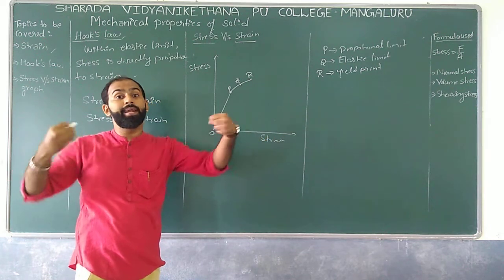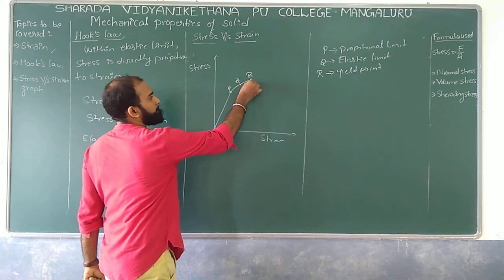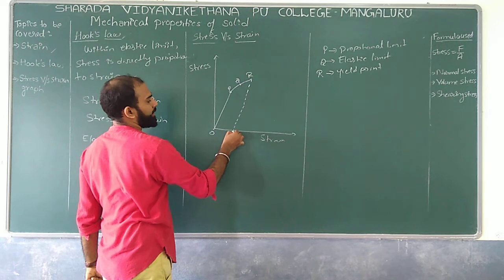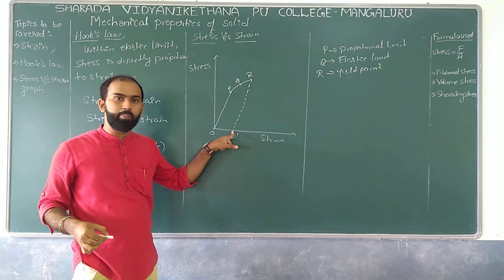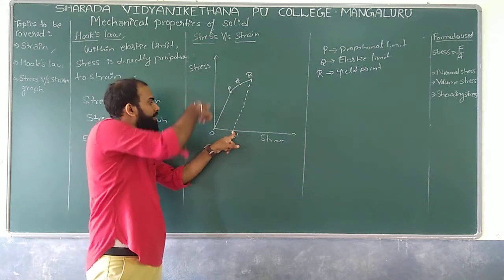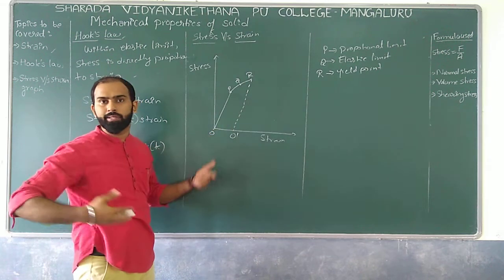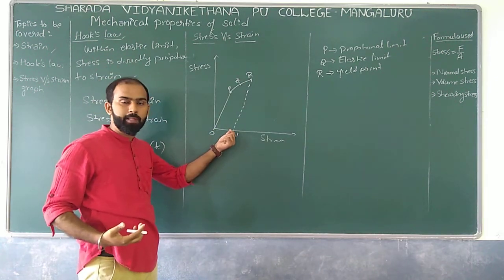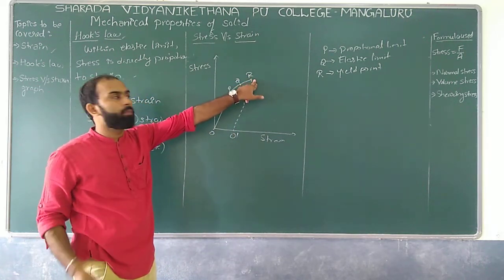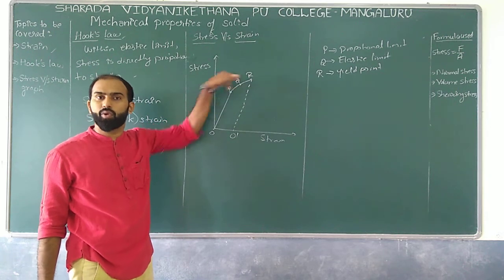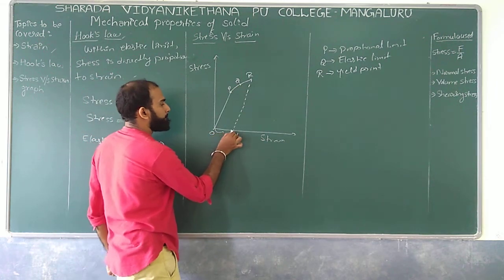It is not going to regain its original configuration. Are you getting? So that it can have a permanent set somewhat like this. That is called as O dash. At this particular point, is there any stress? Is there any corresponding stress? No, right? So which means, though I have not applied any stress at this particular point, the elongation will be retained at this point over here. It is not going to regain its original configuration, which means this is called as permanent set.